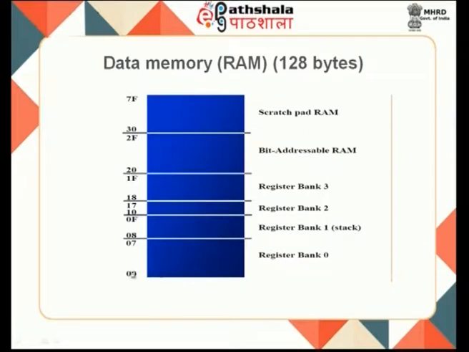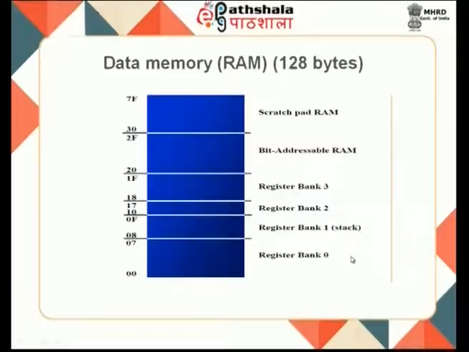Now, when I am looking at 00 to 07, that means 8 locations, which will be used for register bank 0. I will have only 8 registers. These registers are stored either in this place, or at 08 to 0F, or 10 to 17, or 18 to 1F.